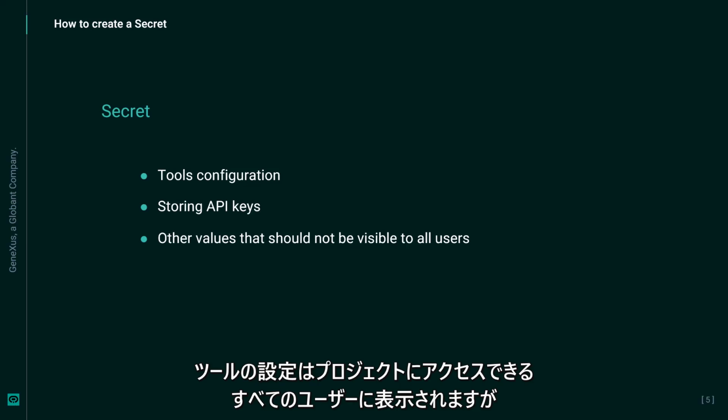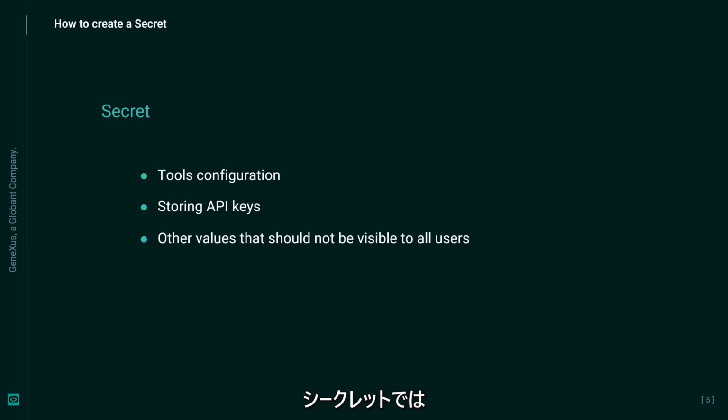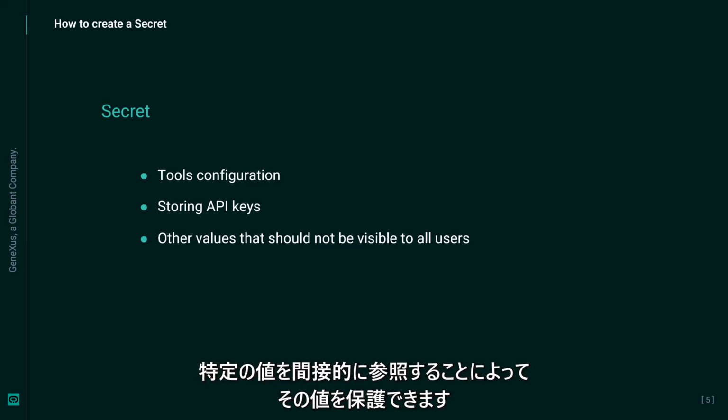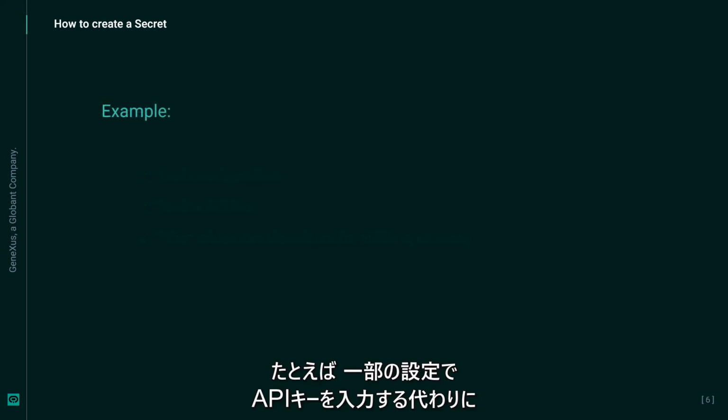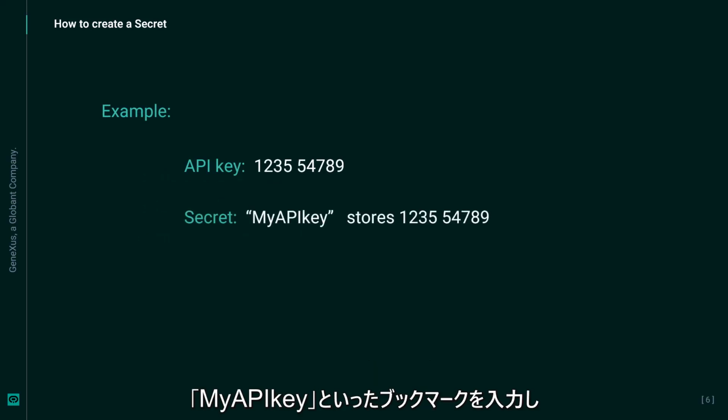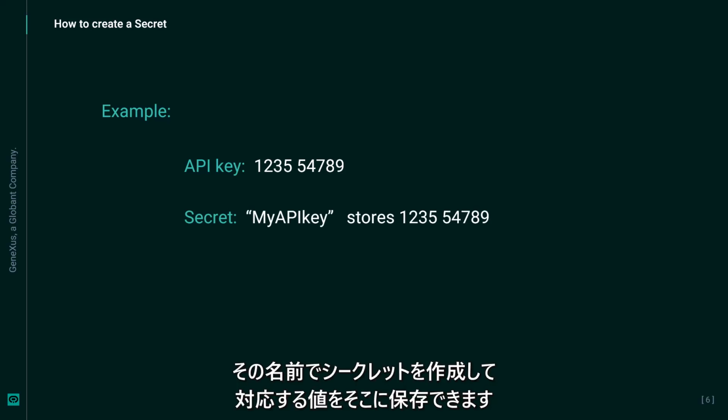While tool settings are visible to anyone with access to the project, secrets allow protecting specific values by referring to them indirectly. For example, instead of entering an API key in a certain configuration, we can enter a bookmark such as my API key and then create a secret with exactly that name to store the corresponding value there.